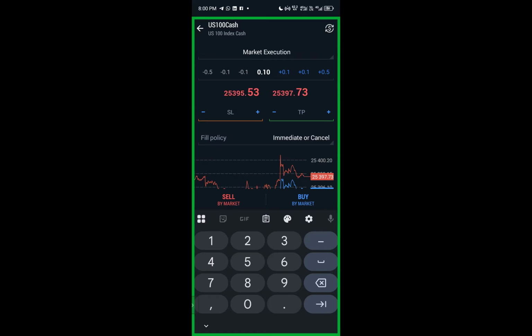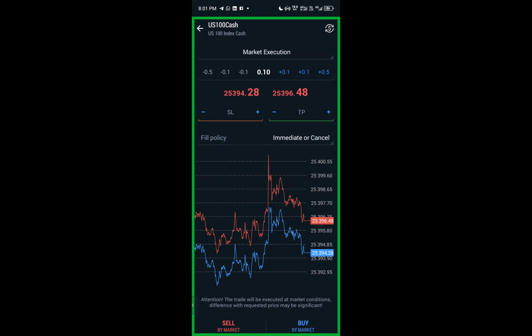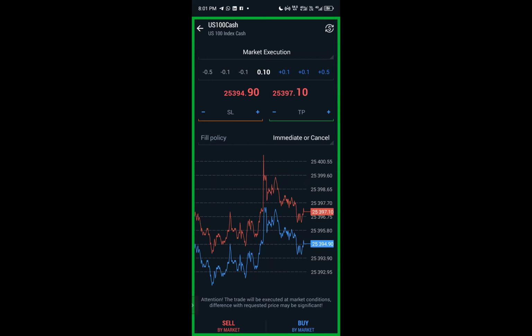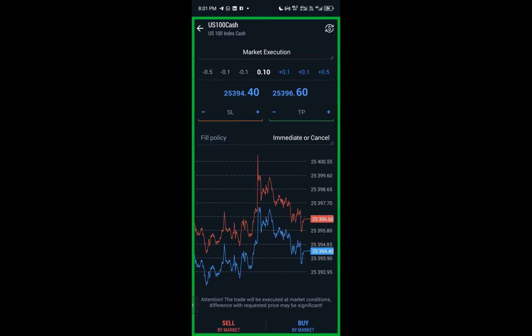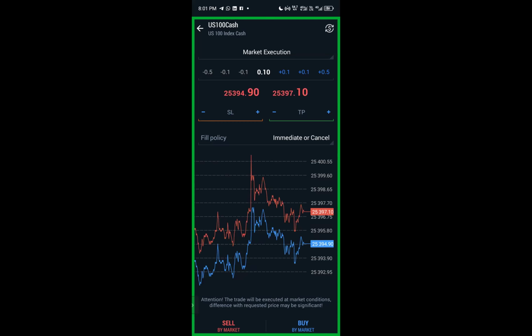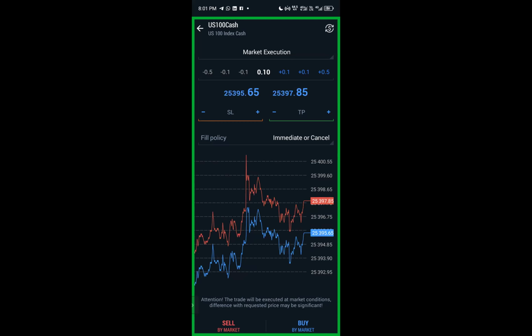SL means stop loss. So if you see me write SL, I'm telling you the stop loss for the trade is going to be, since we're taking a sell, 30 pips. So for 30 pips, it will be 25,424.